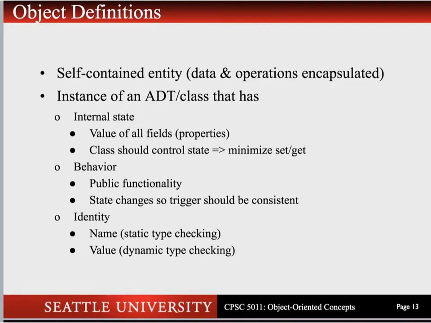Behavior is something else that we need to consider. In terms of behavior, we also think about the operations or the functionality that is defined. And within this public functionality, state changes can also be triggered, and those should remain consistent. And finally, the identity can be defined by the name, which is relevant to static type checking, as well as the value, which is related to dynamic type checking.